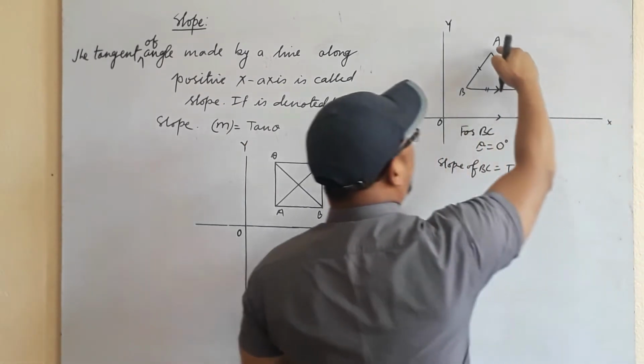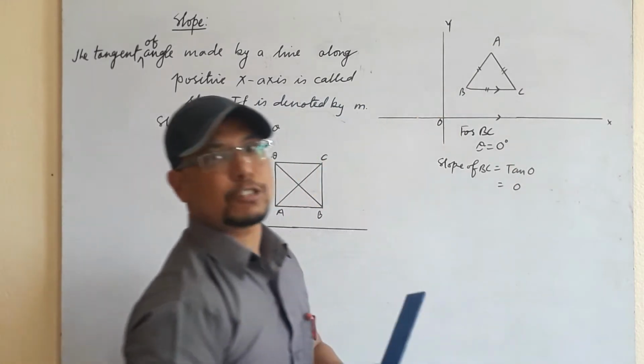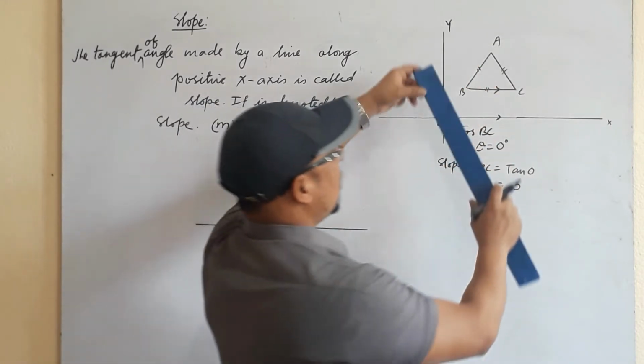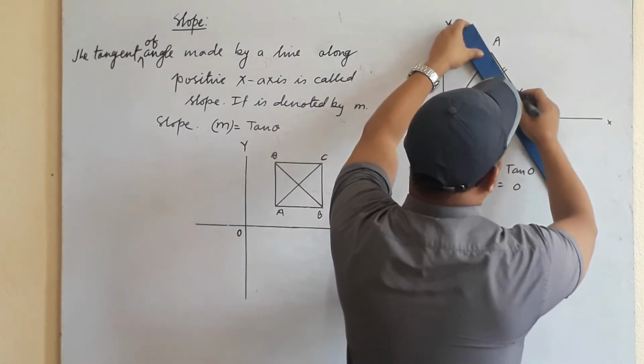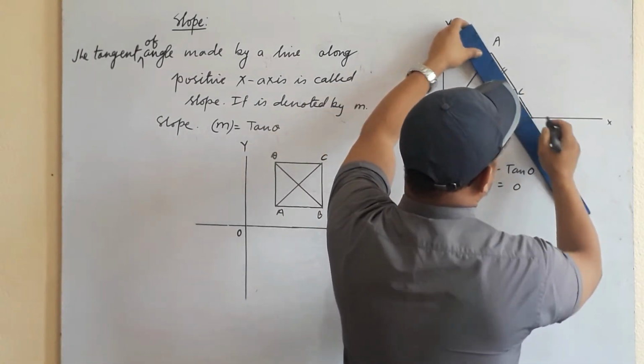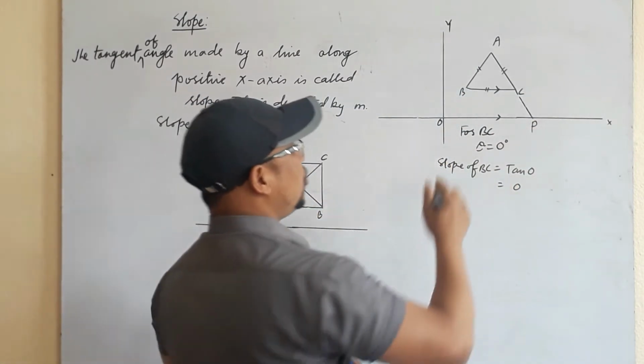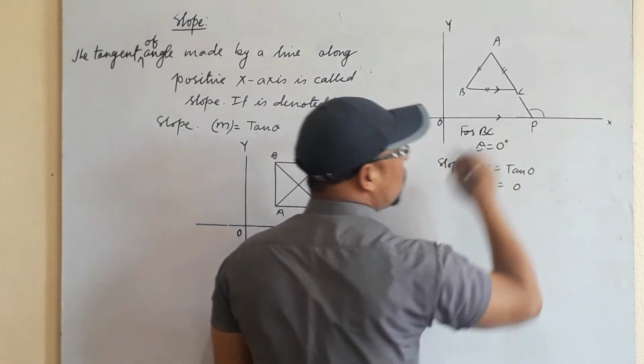Okay, now for AC, first you need to know where this AC crosses the x-axis. First you have to extend the line. I am producing the line so that it crosses somewhere else. Let us suppose it is P. Now you need this angle.